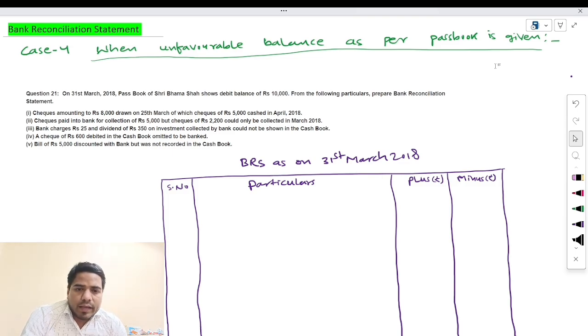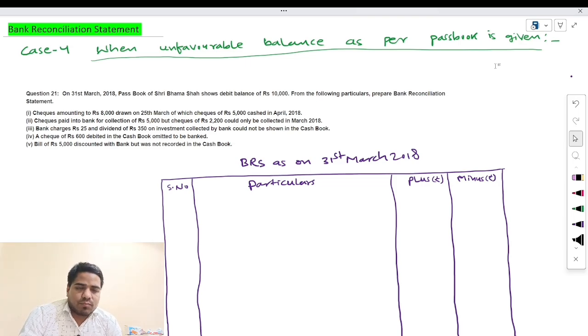Okay, see here. Here, unfavorable balance of passbook will be given. Last time we had learned when the unfavorable balance of cash book was given. Now we will learn what we have to do when the unfavorable balance of passbook is given. Let us see here. Here is a problem. With the help of this problem, we will understand this case.